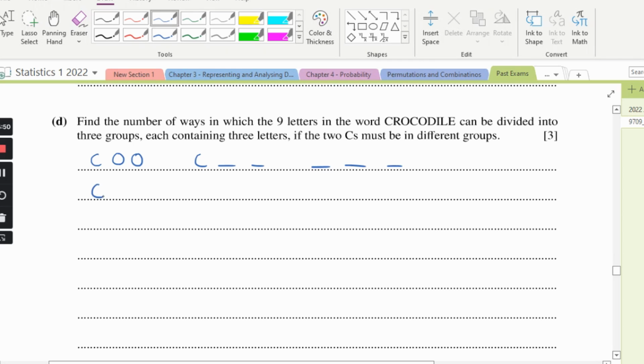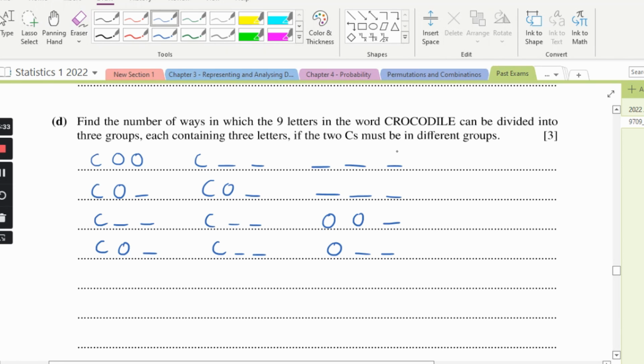Or we could divide the O's up like this, right? Or we could have it so that the C's are without O's, and the O's must therefore be in the remaining group. Alternatively, we might have the O's in with one of the C's, the other C being O-less, and then the final group having one O. Those are the different ways of arranging the O's.